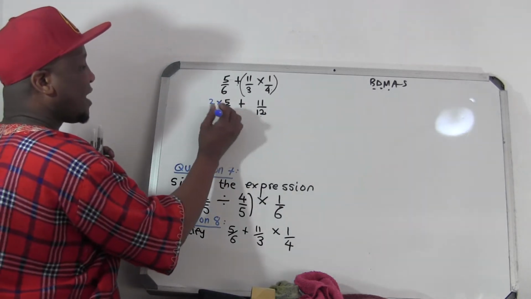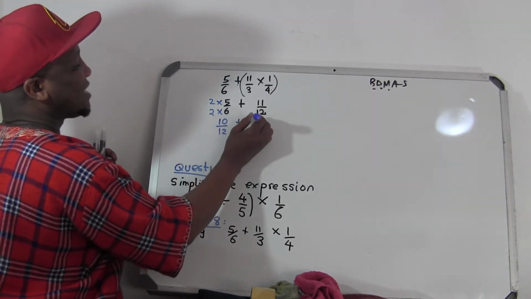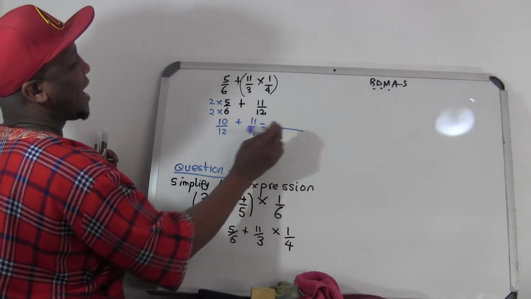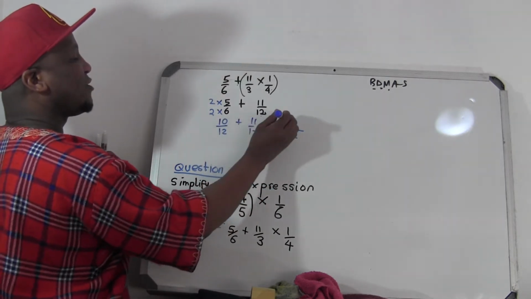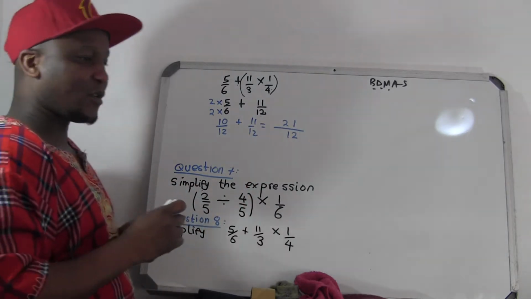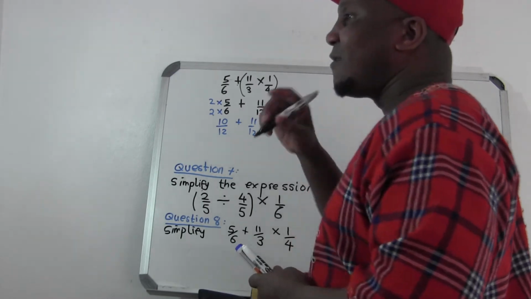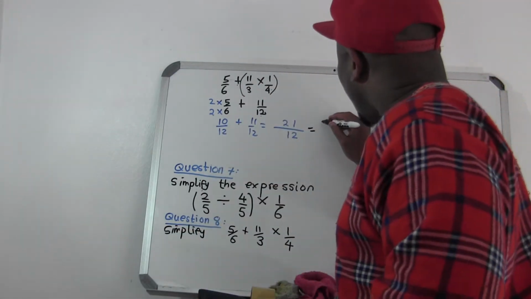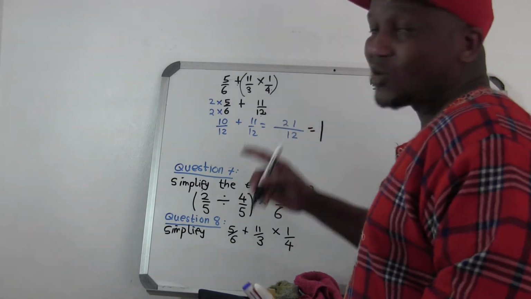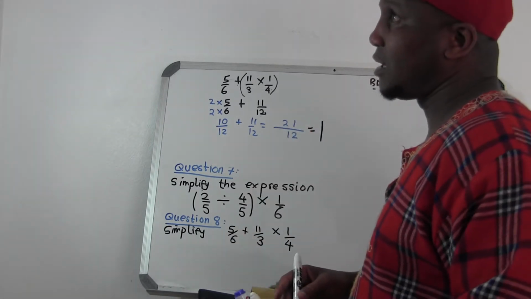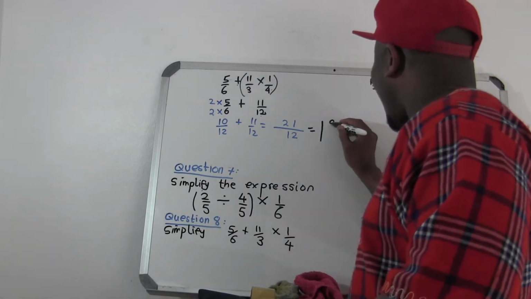So now 1 times 5, 2 times 5 equals 10 over 2 times 6 equals 12, and then plus 11 over 12. So the denominators are the same now. 10 plus 11 equals 21. Now, how many 12 in 21? There's only one 12 in 21, which is going to be 12. So to get to 21, I'll be left with 9.